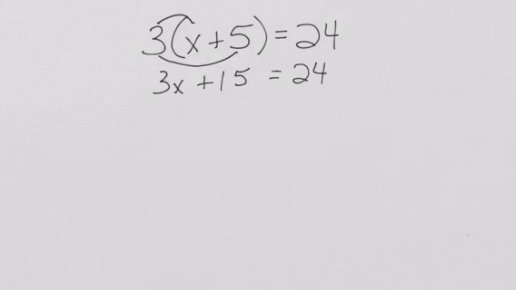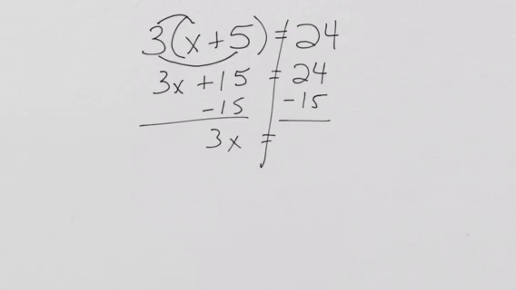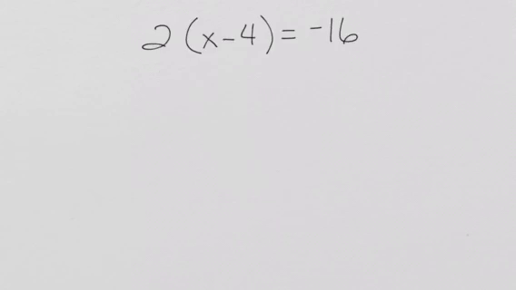And if you look at it, we just have a two-step equation. So we want to undo the adding by subtracting 15 from both sides. And we get 3x equals 9. And since it's 3 times x, we want to divide by 3. X equals 3. Well, that was pretty easy. I could do that one.